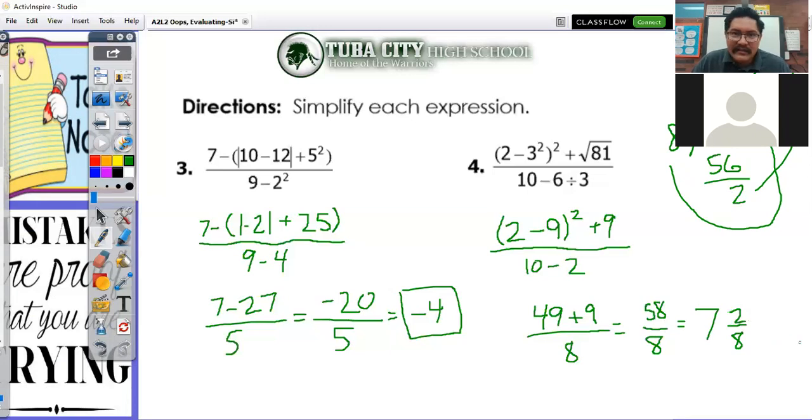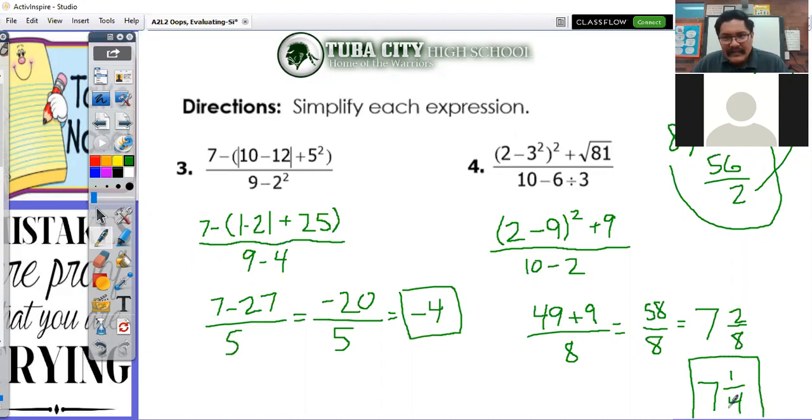And here we are still not done, because this fraction is not simplified. We can reduce 2 and 8 because they are both even numbers. So that's what I'm going to do. I'm going to divide 2 by 2 and 8 by 2. So I get 7 and 1/4.